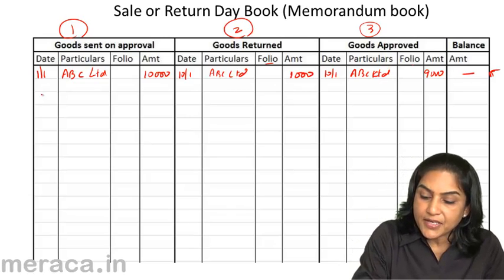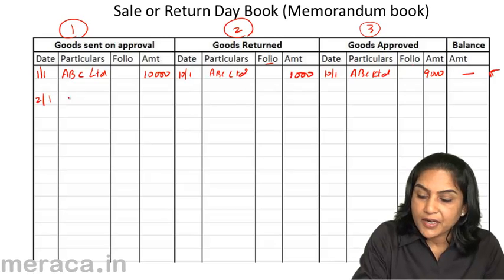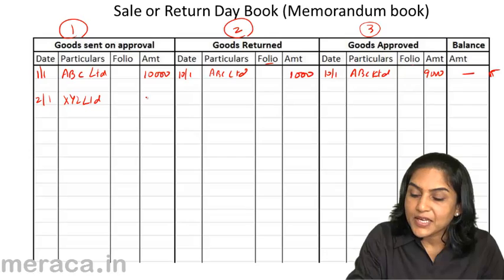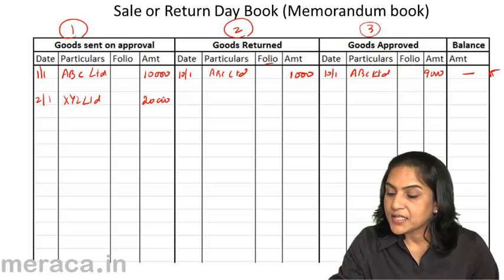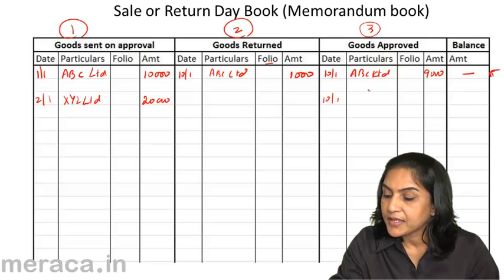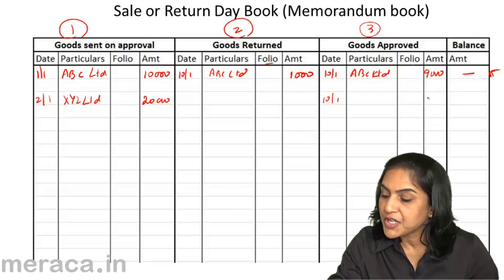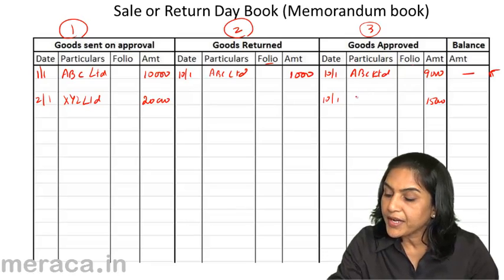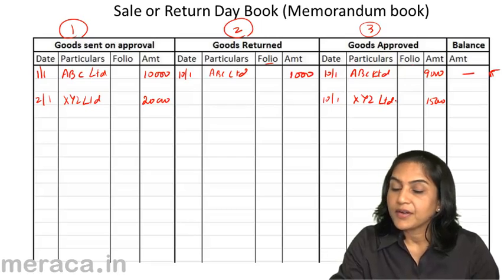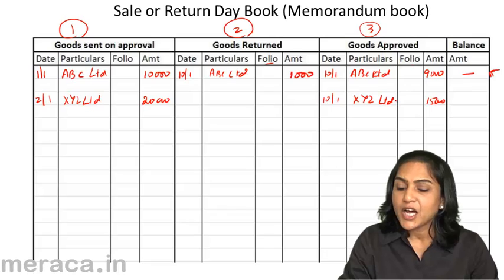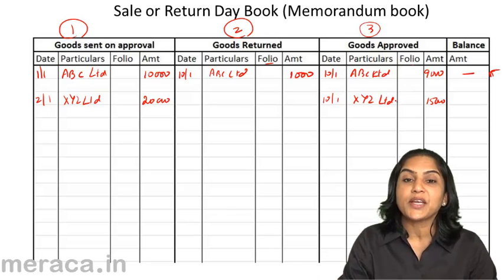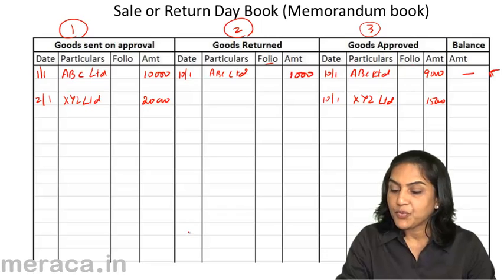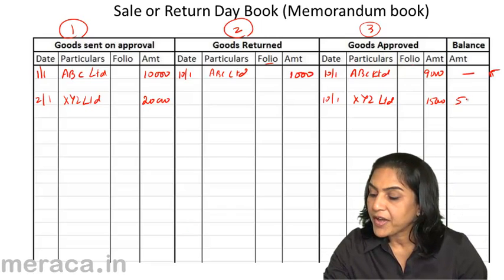Let us take another customer on 2nd Jan. Maybe there is another customer, XYZ Limited, to whom we send goods on approval for 20,000. This customer may be on 10th approved of 15,000 and sent no intimation regarding the remaining. Assuming there were no other transactions and we need to close our books, there would be a balance here of 5,000.